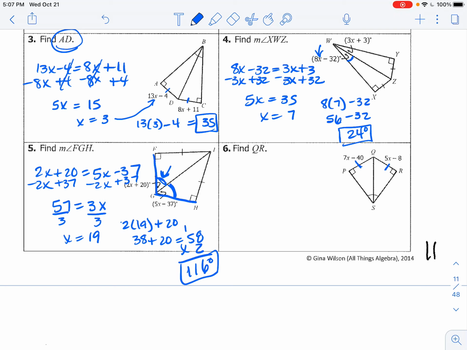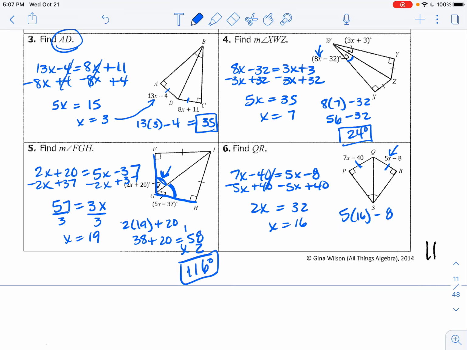And the last problem, we want to find QR, this piece right here. We know that these segments are going to be congruent to each other, so let's set them equal and solve for x. And we have 2x is equal to 32, where x is equal to 16. If I want to find the segment from Q to R, I'll plug in the 16 for the x. What's 5 times 16? That's 80, minus 8, and we get 72. QR is equal to 72.